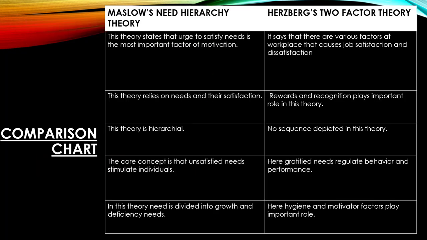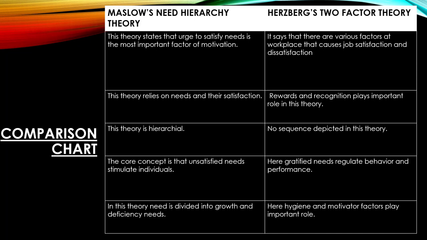Now the difference between the two theories. Maslow's need hierarchy theory states that the urge to satisfy needs is the most important factor of motivation. And as per Herzberg's Two Factor Theory, there are various factors at the workplace that cause job satisfaction and dissatisfaction. Maslow's need hierarchy theory relies on needs and their satisfaction, whereas rewards and recognition play an important role in Herzberg's two-factor theory. Maslow's need hierarchy theory, as we all know, is hierarchical.